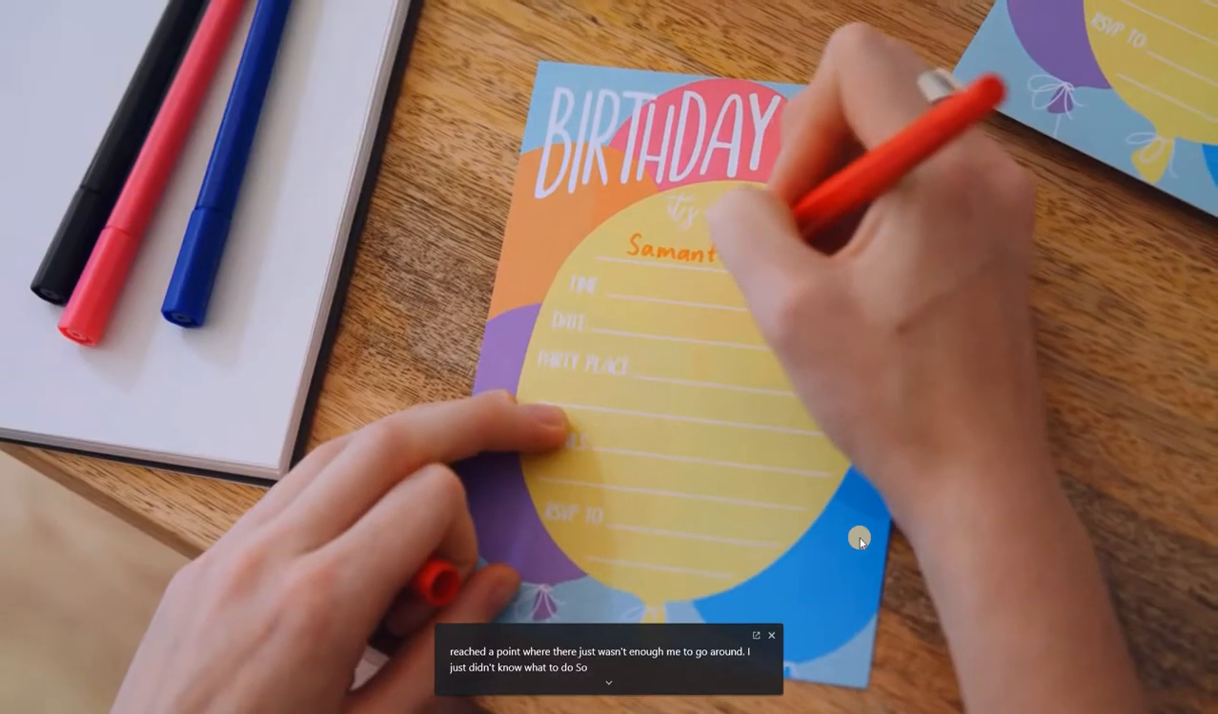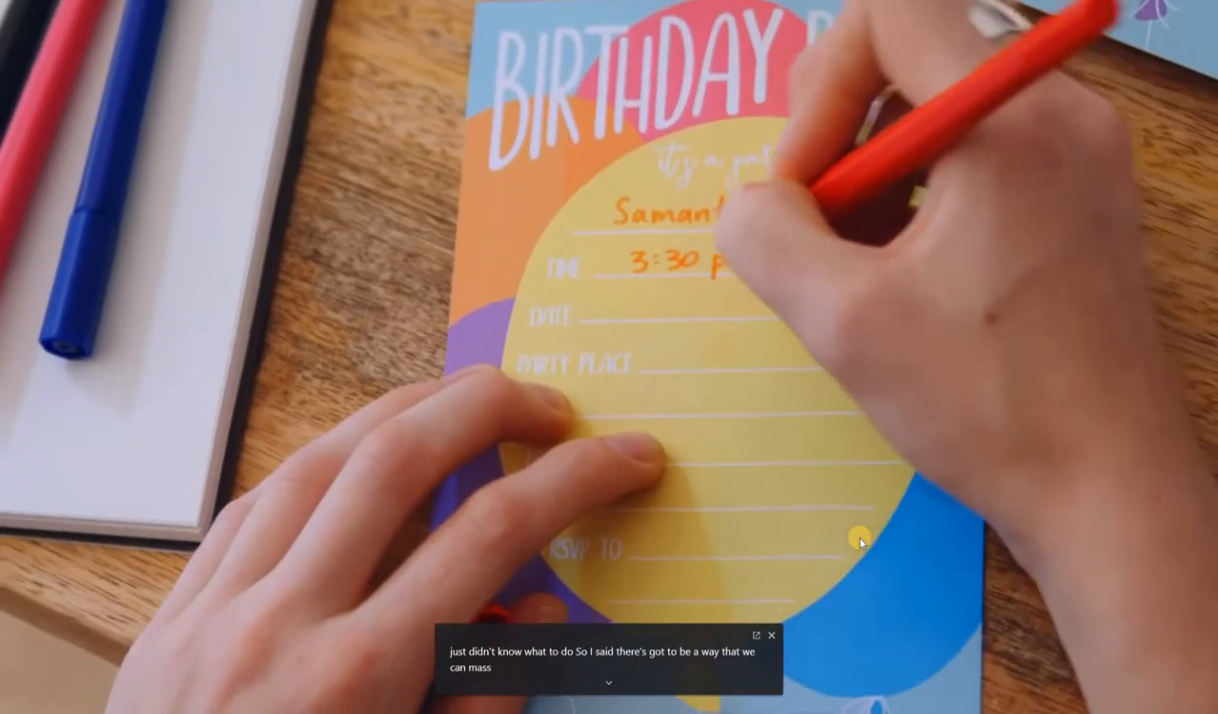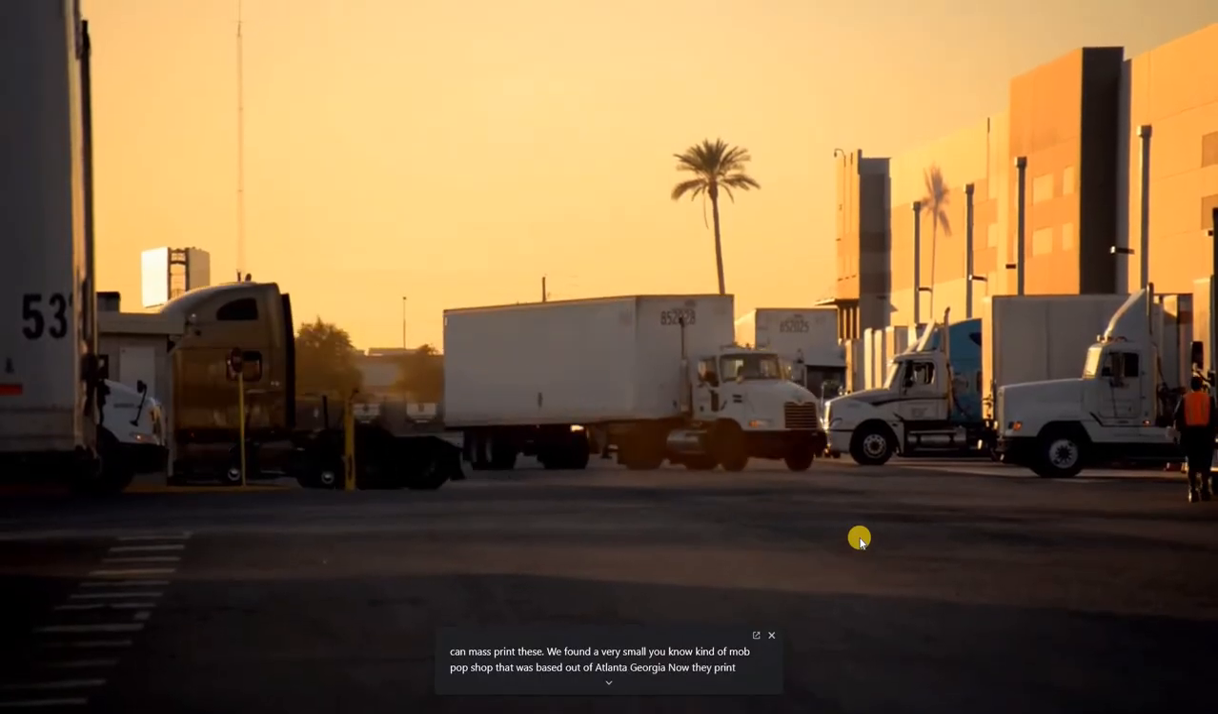So I said, there's got to be a way that we can mass print these. We found a very small, you know, kind of mom and pop shop that was based out of Atlanta, Georgia. Now they print everything and they ship it to Amazon on our behalf.